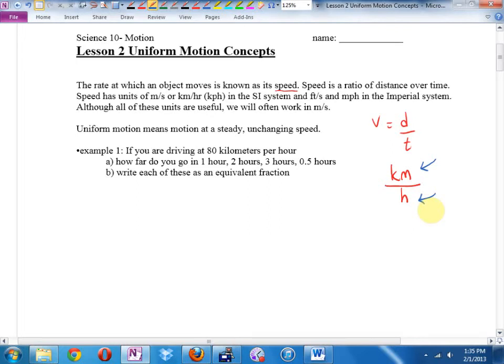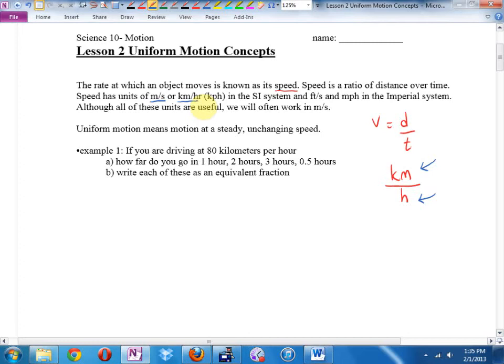Speed has units of, our preferred units are meters per second. That's what we use in physics. However, meters per second isn't that useful for driving. For driving, it's kilometers per hour. And that's in the SI system. SI stands for International Standard. It's actually French, Système International, but the International Standard.